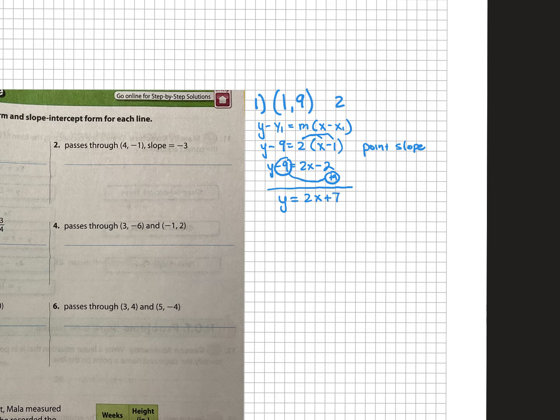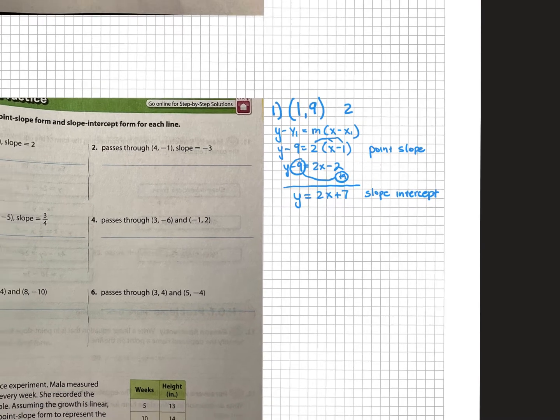And there's our y equals mx plus b form, also called slope intercept, because it's got the slope, which is 2, and the y-intercept, which is 7. So they're the same, two formulas that describe the same line.